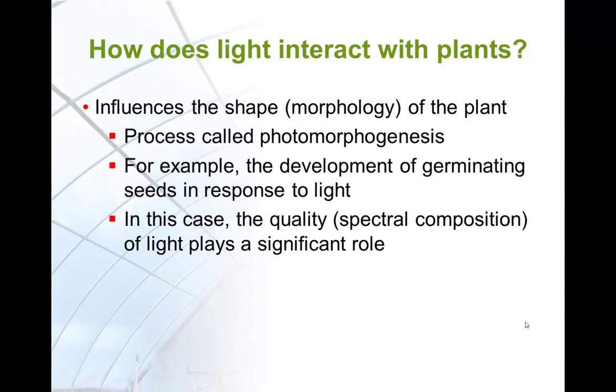Another influence of light is through photomorphogenesis. Photomorphogenesis is a process affecting plant morphology, and germination is a good example in response to light, and the quality of the light plays a significant role in germination control as well as other photomorphogenesis.